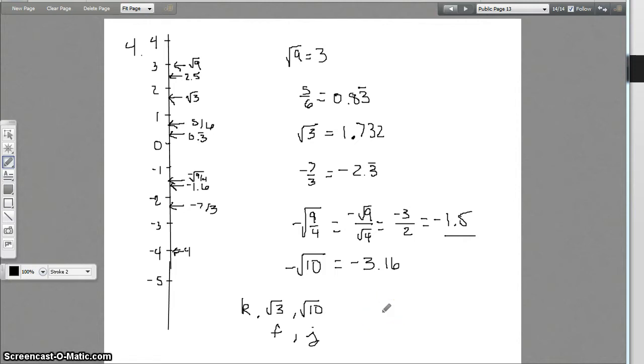So now that you have seen the video for number 4, you need to go work number 10 that's in set 3. Then come back and we'll go through the next problem.